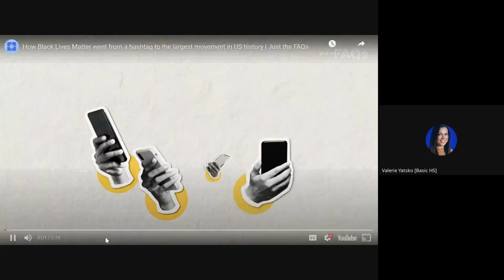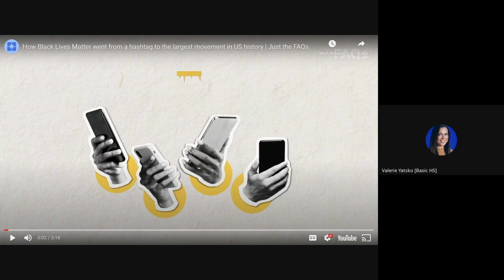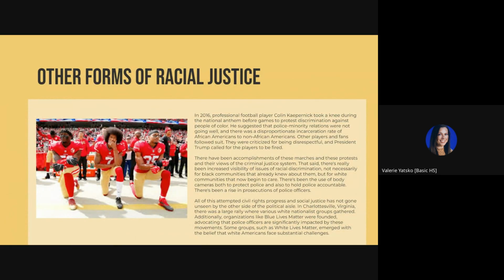In 2016, Colin Kaepernick, a San Francisco 49ers quarterback, kneeled during the national anthem to protest discrimination and police brutality against people of color. His protest aimed to highlight strained police-minority relations and high incarceration rates of African Americans. Other players and fans joined in solidarity, but some viewed it as disrespectful, with President Trump calling for the players to be fired. Despite the controversy, the protests had significant impacts.